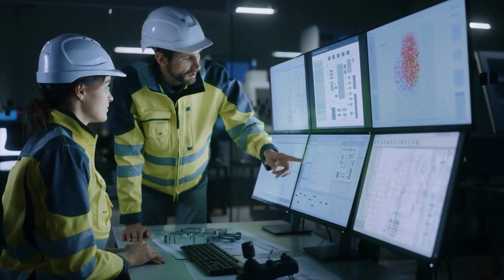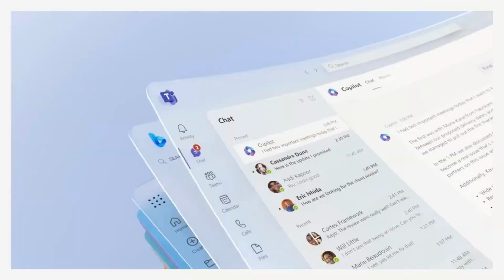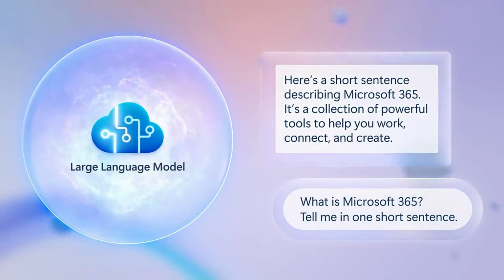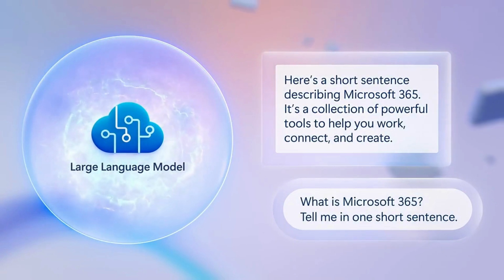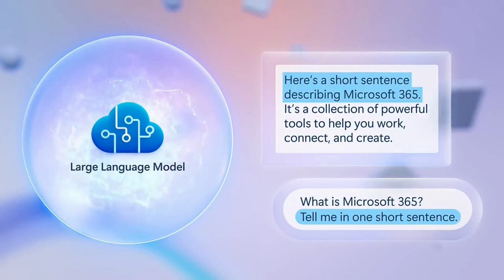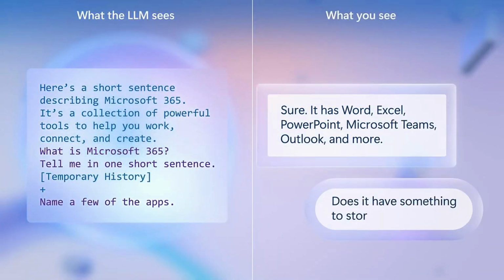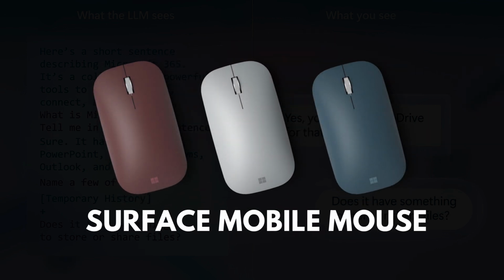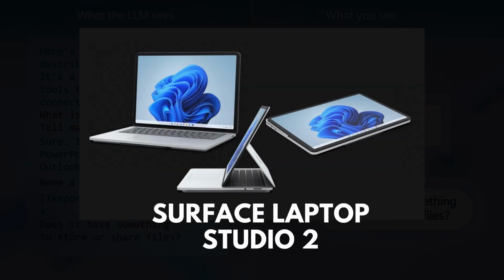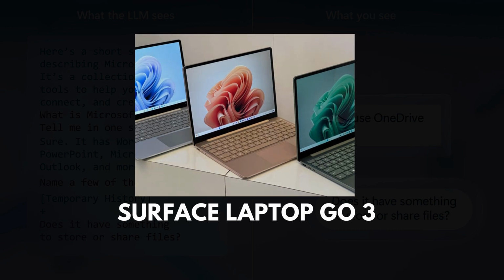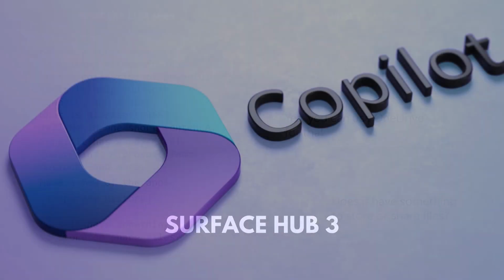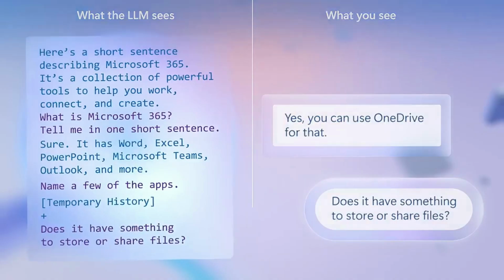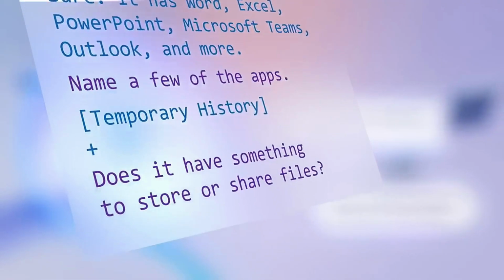To sum it up, Copilot is a feature that seamlessly blends chat interfaces with powerful large language models for practical applications. It seamlessly integrates with Windows 11, Bing, Edge, and Microsoft 365. Microsoft has designed specific devices such as the Surface Pen, Surface Mobile Mouse, Surface Laptop Studio 2, Surface Laptop Go 3, and Surface Hub 3 to showcase Copilot's AI capabilities. These devices not only support Copilot, but also elevate the overall AI experience.